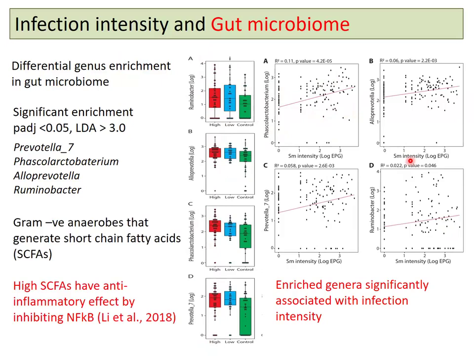So these bacteria happen to be gram-negative anaerobes that generate short-chain fatty acids. Enrichment of these short-chain fatty acids is often associated with anti-inflammatory activity by inhibiting NF-kappa B. The NF-kappa B pathway is involved in generation of immune cytokines. So having high short-chain fatty acids results in an anti-inflammatory effect, and this could be one of the plausible explanations as to why we're having low levels of cytokine response when it came to the individuals with a high infection intensity.